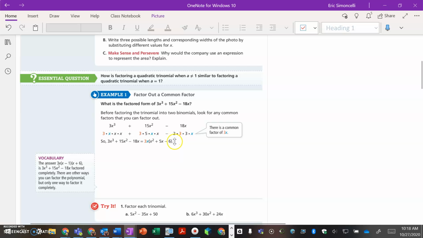So what we do is we factor out the 3x, as they show right here. Now when you factor out the 3x, really factoring is the same as dividing. So in a sense, you're dividing 3x out of 3x cubed. 3x cubed divided by 3x is x squared. 15x squared divided by 3x is 5x. And then negative 18x, include the negative in your division. Negative 18x divided by 3x is negative 6. If you're unsure about this, go ahead and distribute to prove out that yes, 3x times x squared is 3x cubed, 3x times 5x is 15x squared, and 3x times negative 6 is negative 18x.